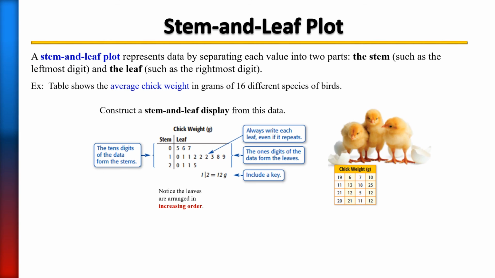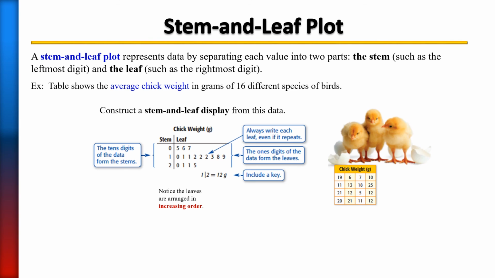That third row represents our 20s. So starting with 20, so there's 2 for your 10s, 0 for your 1s. We have 20. We have 2 21s. And we have 25, all of which are values that are in our data.